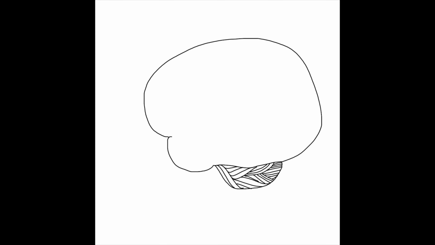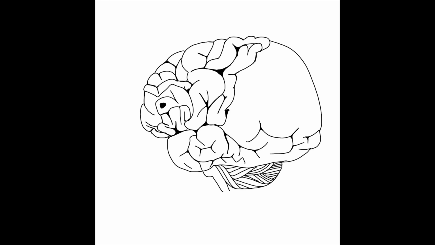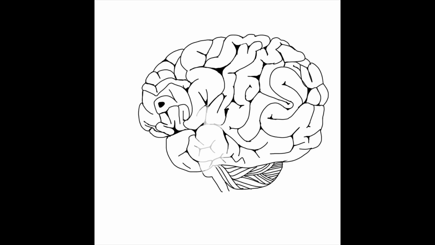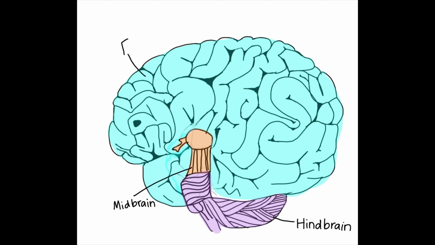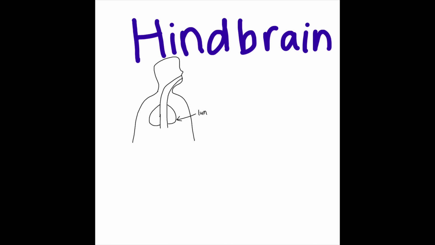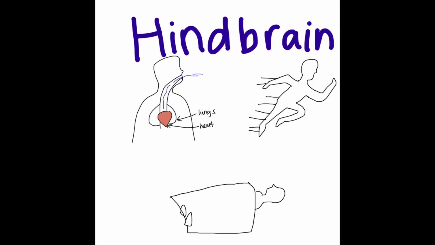The brain is the central organ of the central nervous system. It controls all our movements, thoughts, and emotions. The brain consists of three basic parts, the hindbrain, the midbrain, and the forebrain. The hindbrain controls our most basic functions needed for survival. This includes respiratory rhythms or controlling how we breathe, movement, and sleep and wakefulness.